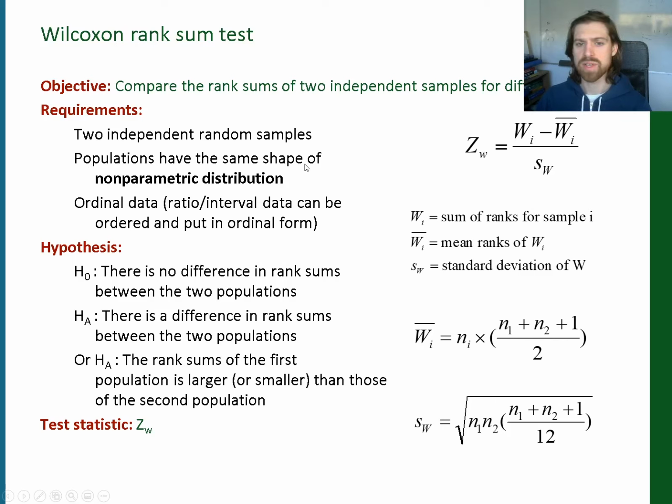Populations essentially have the same non-parametric distribution, so this is an assumption here in order to meet the test requirements. And as I said before, this has to be ordinal data. So you could transform ratio and interval data and put it in ordinal form if you want to, or it could just be that you've ended up with a set of data that was already in ordinal categories, which is quite probable, particularly if you're taking surveys, for example.